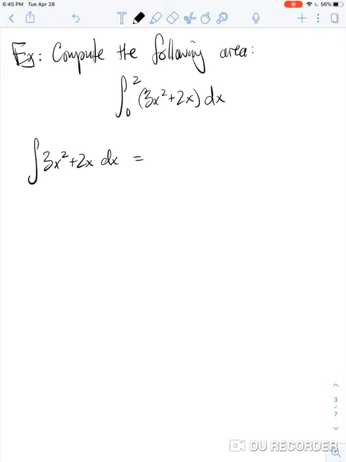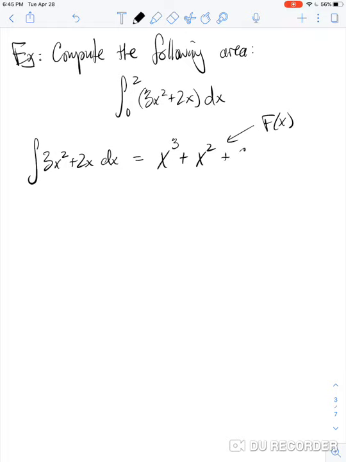So what's the antiderivative of 3x squared? Well, we know that 3x squared is the derivative of x cubed, so the antiderivative would be x cubed. And the antiderivative of 2x is x squared. So this, in the fundamental theorem of calculus part 2, this is capital F of x.